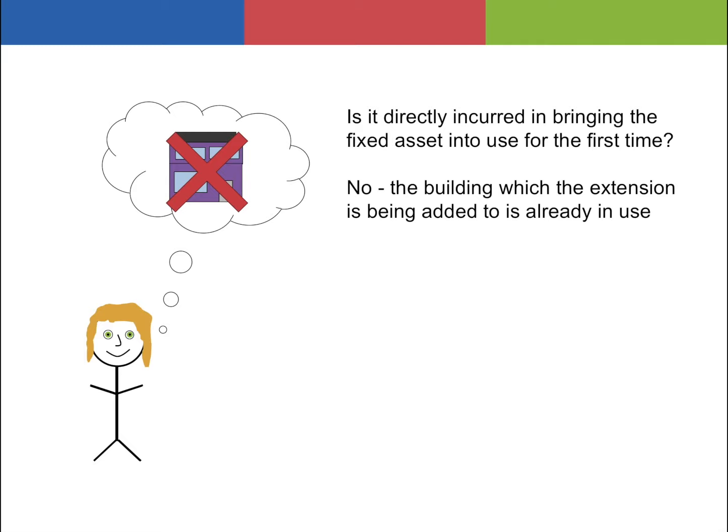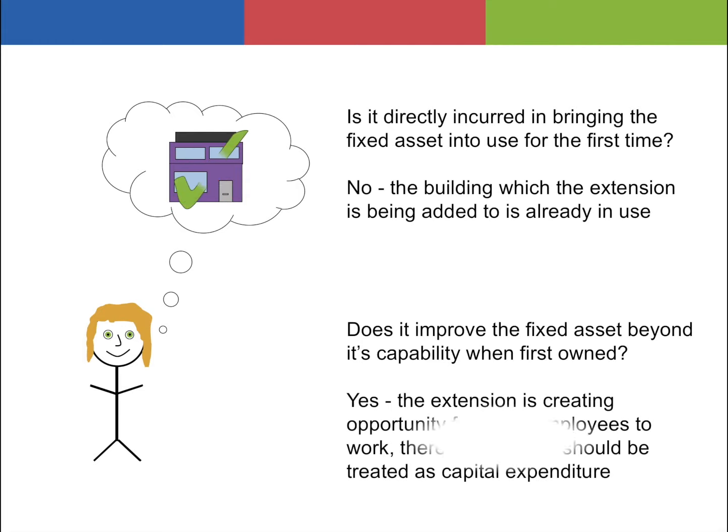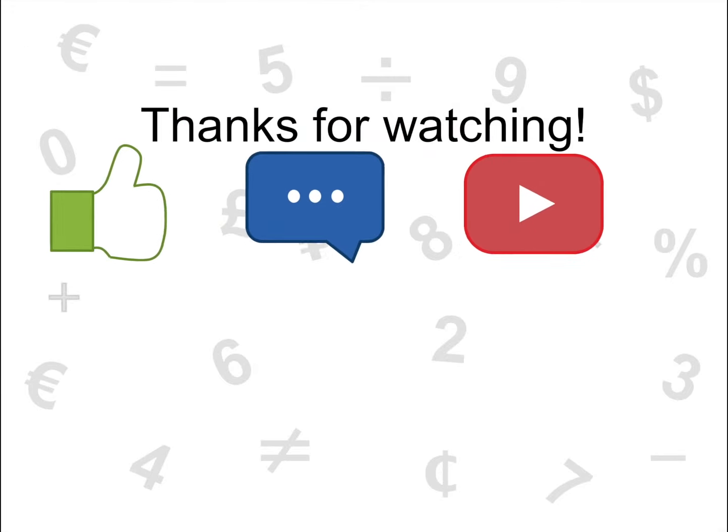If, however, the expenditure improves a fixed asset beyond its capability when first owned, then it can be identified as capital expenditure. As the extension of the building is creating more space for Tina's company and therefore an opportunity for more employees to work, this is improving the building's capability. Therefore, the cost of the extension should be treated as capital expenditure. So that was the explanation of what is capital expenditure.